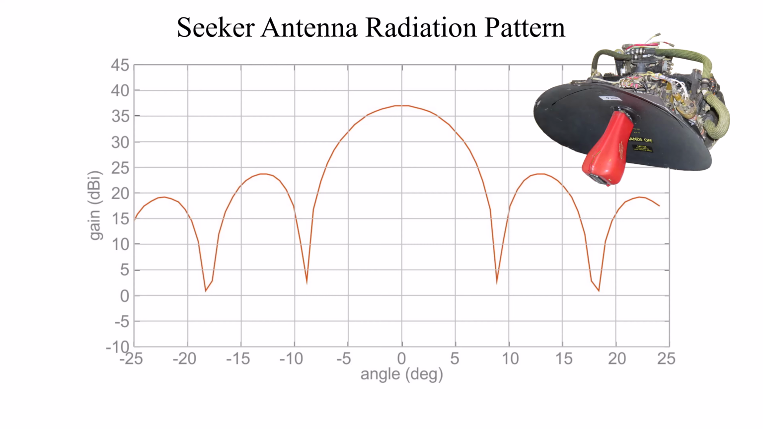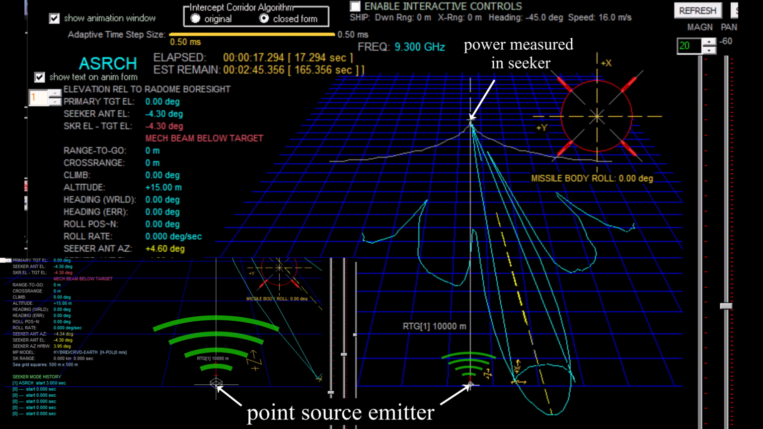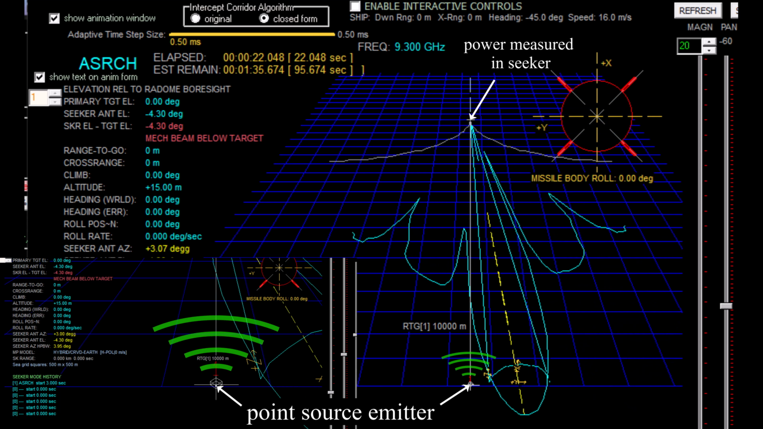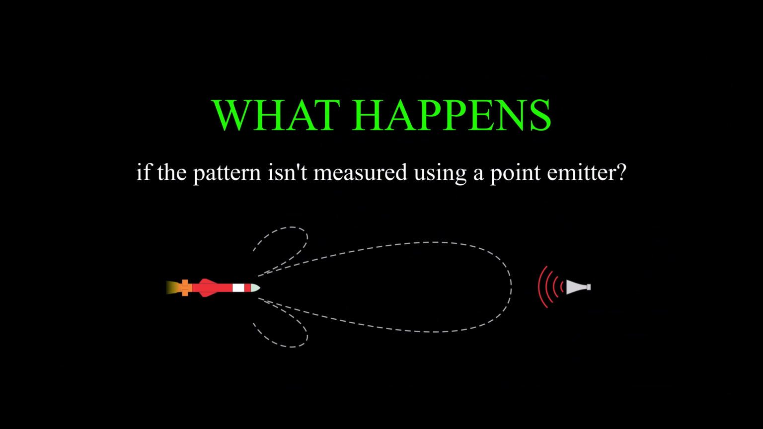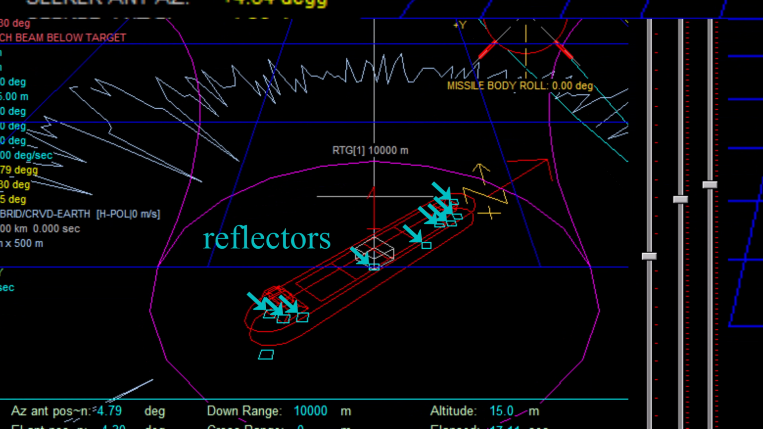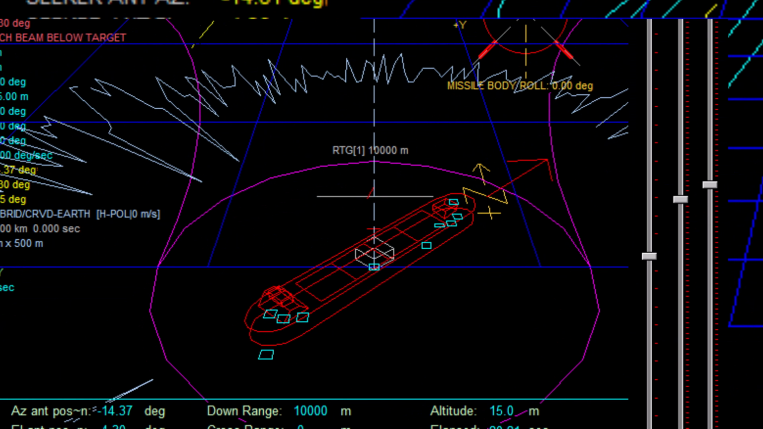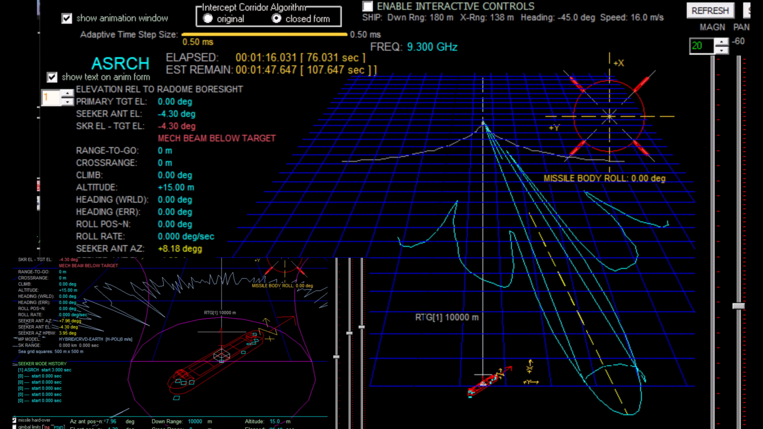Now, the antenna pattern is usually measured by scanning the antenna over a point source emitter. Then the received power is measured and correlated with the antenna scan angle to get the beam shape. But what happens if the antenna is scanned over a ship, which is not a point source target? It's a distributed target. A ship has lots of separate scatterers, all distributed in angle and range, and all of those reflections arrive coherently back at the seeker antenna. So what does that do to the seeker antenna pattern if we just do the same procedure as I mentioned before to measure the pattern?